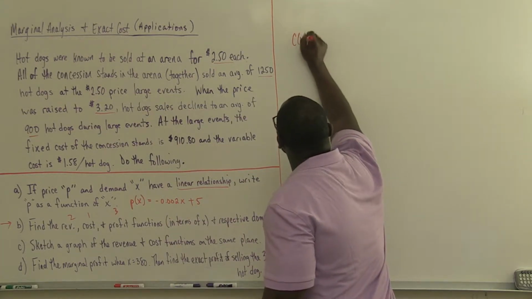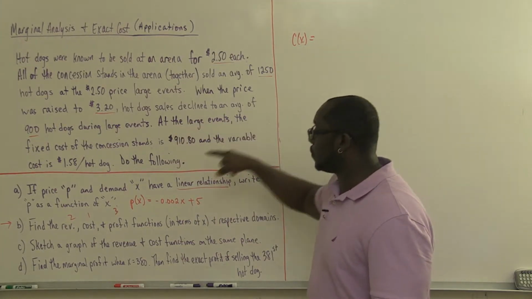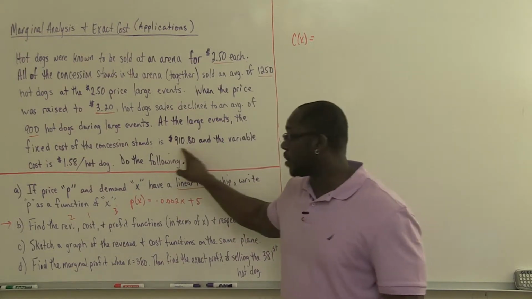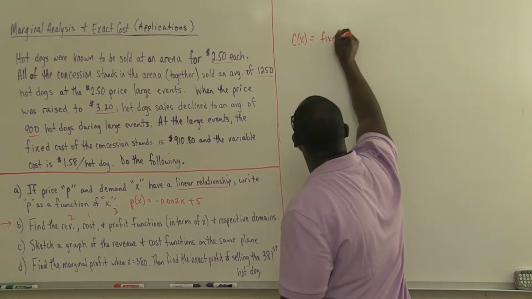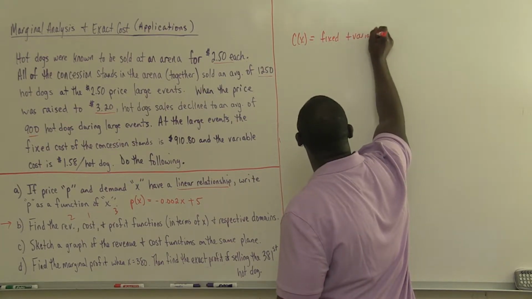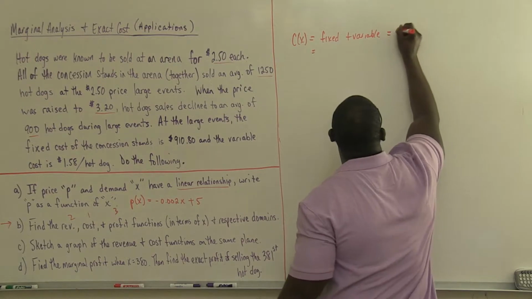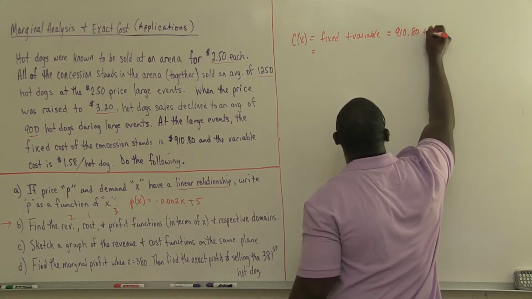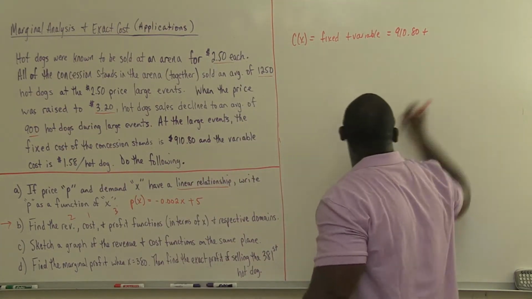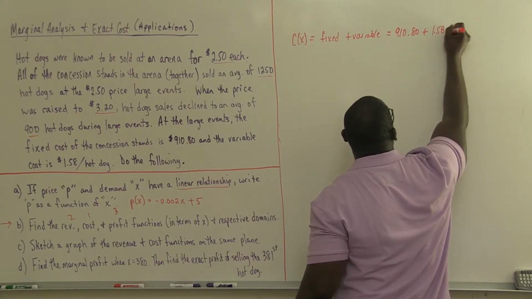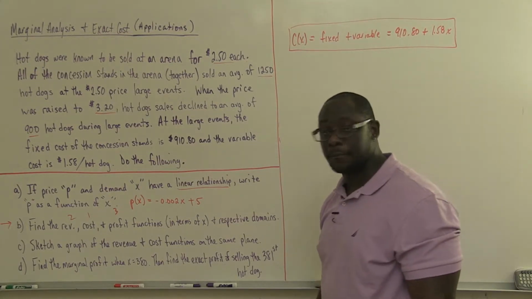So for our cost function, C of X, we noticed that in the last sentence, they said that at large events, the fixed cost is going to be this amount and the variable cost is going to be that. Well, we know cost is fixed cost plus variable cost. And so if we put that together here, our fixed cost is just $910.80 plus our variable cost is $1.58, but that's times the number of hot dogs we sell. So this will end up being our cost function, okay?